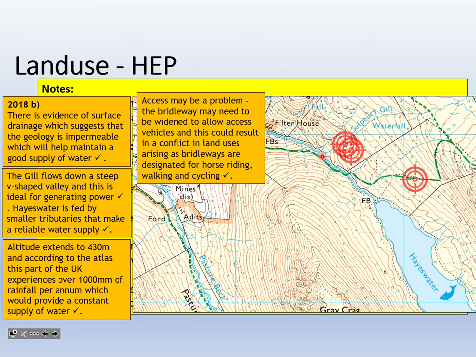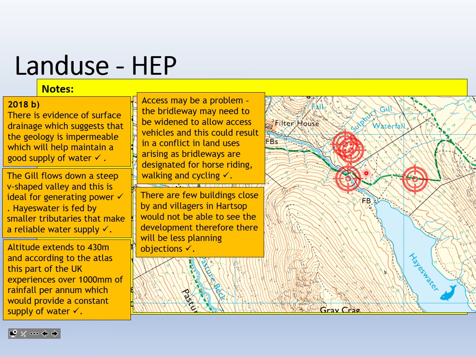We can point out that the site directly lies on a bridleway, which may need to be widened to allow access for vehicles. We've not got a road leading up to this point, so we're using this green pathway, but we're having to adapt it, so we've recognised that in the question.